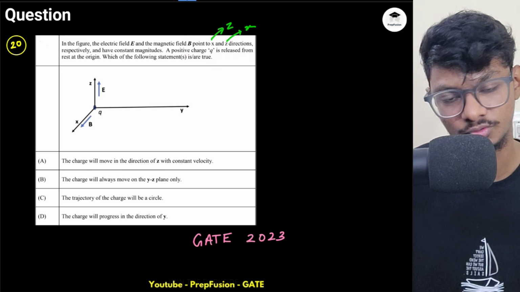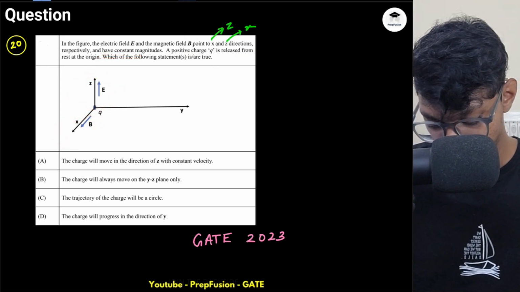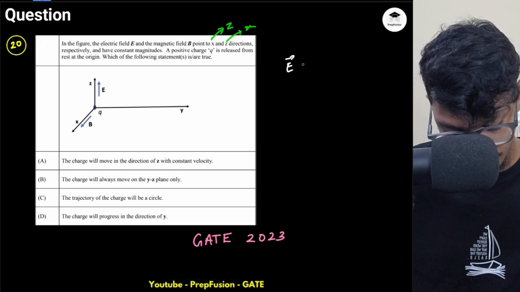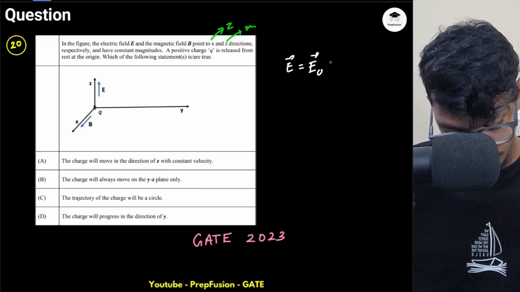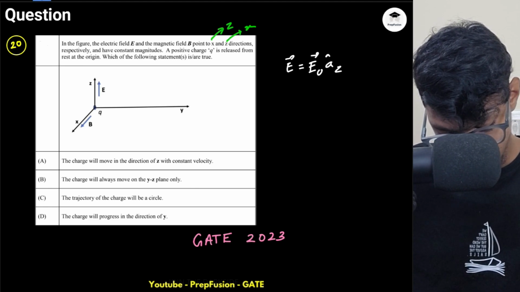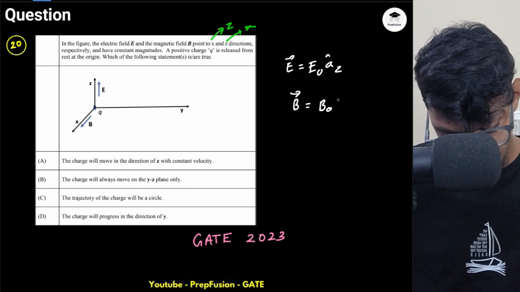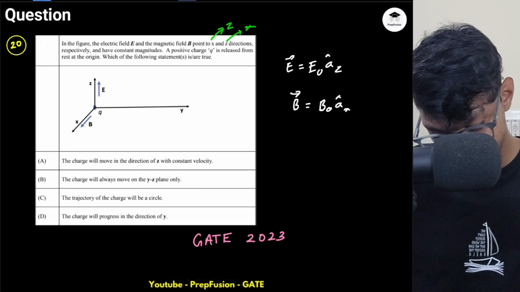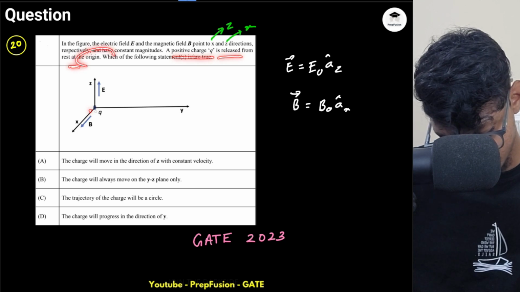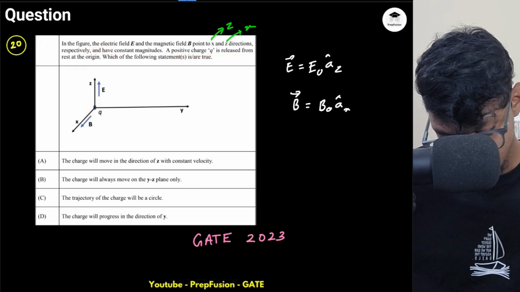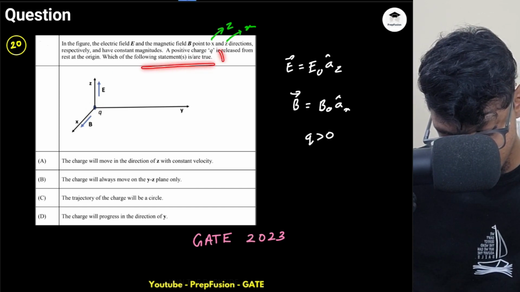Else this question is very good, and they have constant magnitudes. So the electric field and magnetic field both are constant. The electric field is some E naught in the z direction, and the magnetic field is some B naught, constant, in the ax direction. Fine. A positive charge Q is released from rest at the origin. So it is just placed here. A positive charge is placed at the origin, so Q is greater than 0.